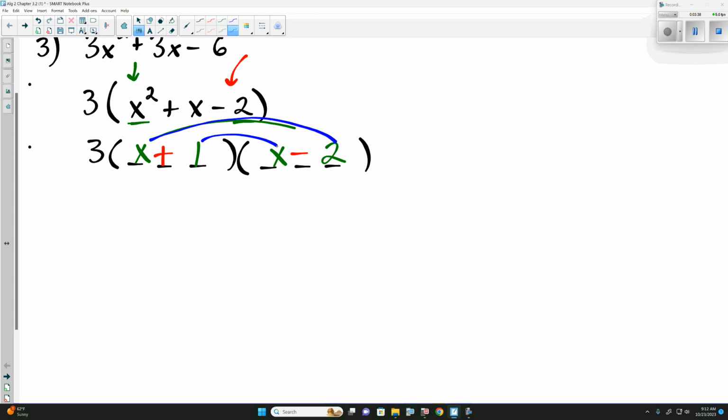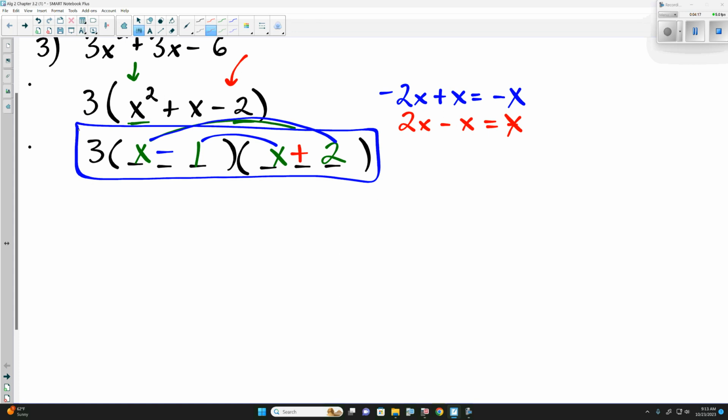Now, at this point, if we check it, x times -2 is -2x. 1 times x is plus x. And -2x plus x is -x. Is that the middle term we wanted? Well, no. It is the correct number, but wrong sign. And whenever we have the correct number but wrong sign, just flip the signs. If we check this again, x times 2 is positive 2x. -1 times x is -x, which does indeed give us the positive x that we wanted. So these are our factors here.